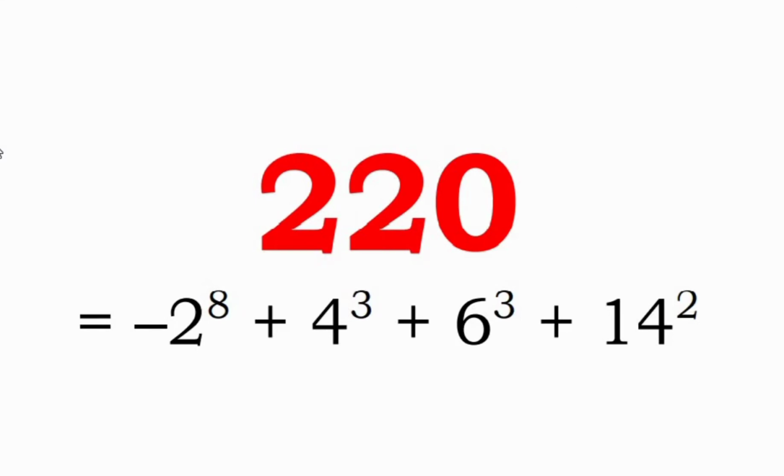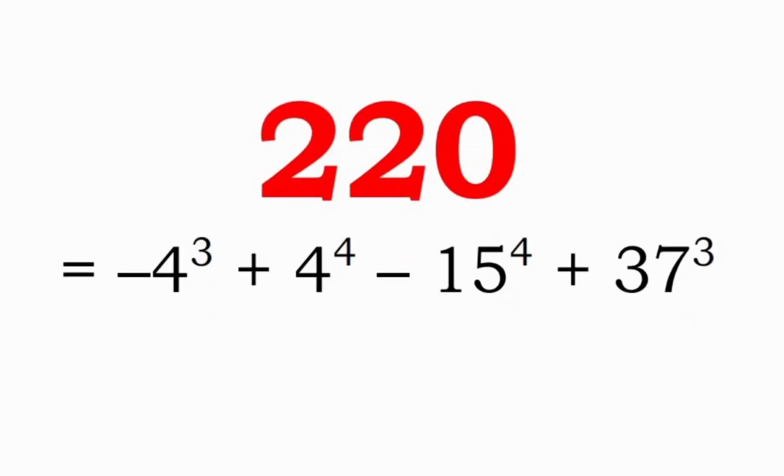Minus 2 to the power of 8 plus 4 cube plus 6 cube plus 14 square. This is another representation of 220 in exponential form. Here the base numbers are all even. Moreover, the digits used are 1, 2, 3, 4, 6 and 8 only.